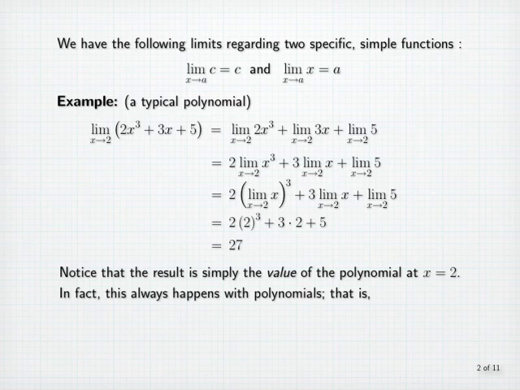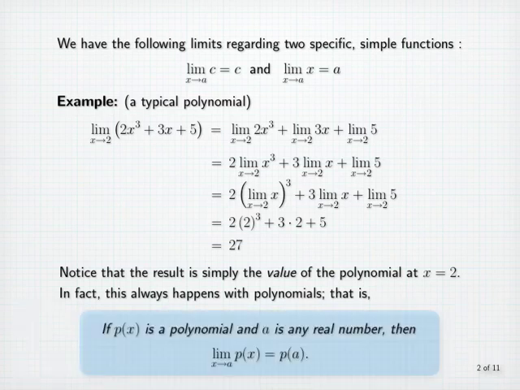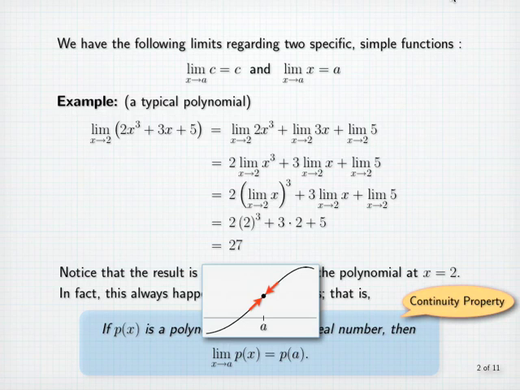That is, if p of x is a polynomial and a is any real number, then the limit as x approaches a of p of x is equal to p of a. That is, the limit as x approaches a is equal to the value at a. We refer to this as the continuity property of polynomials. We call this the continuity property because it actually does imply that the point a comma p of a, as well as the behavior of the graph near that point, are just as they should be in order for the graph to be continuous there. We'll have a lot more to say about continuity in general in a later lecture.